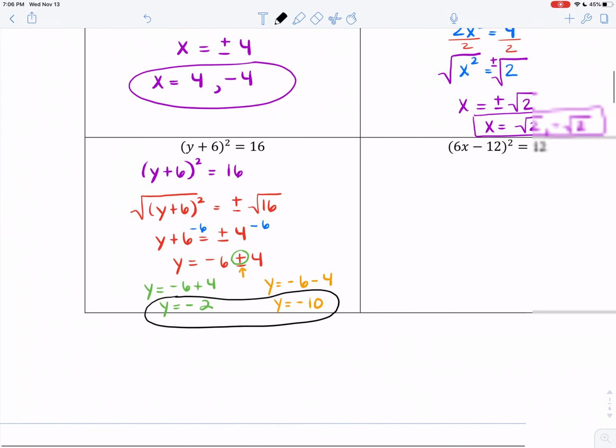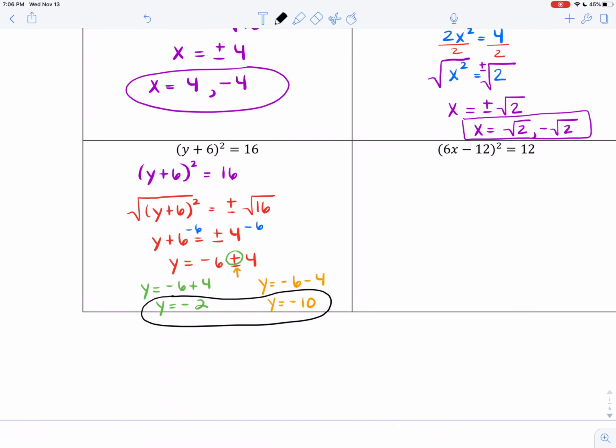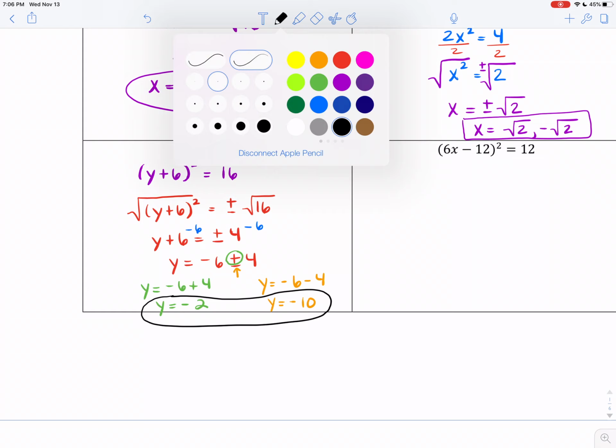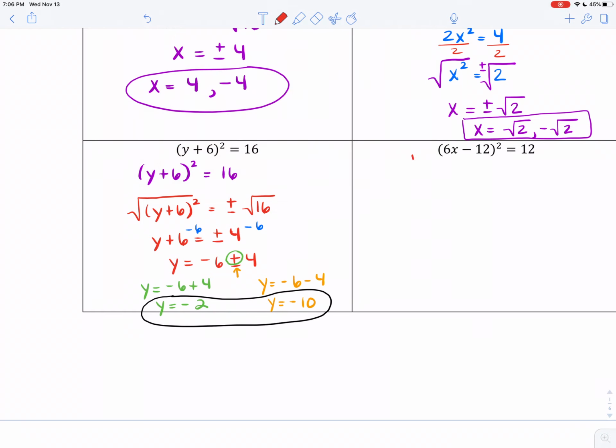All right, so again, the main thing is to make sure everything on one side is being squared before you apply that square root property. All right, now this one is very similar to the one that I just did, so I would encourage you to work through that one and then double check your work with my posted notes under the Course Materials tab.